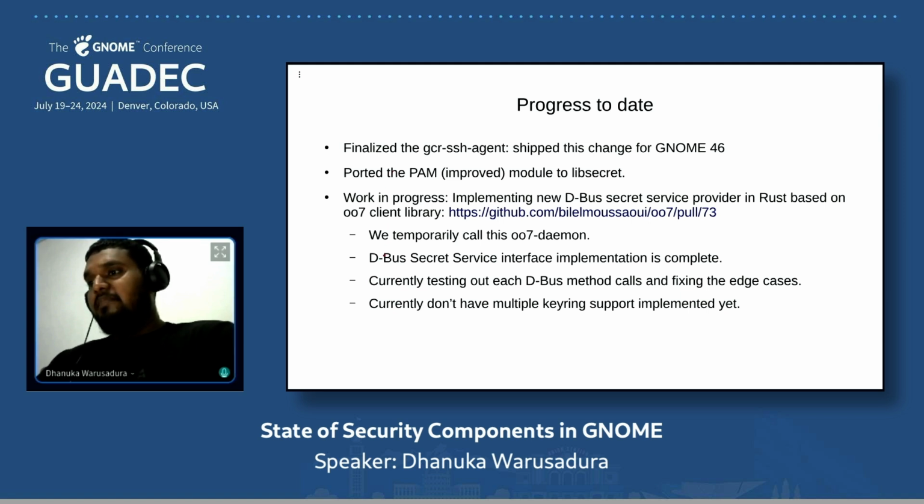I have fully completed implementing the dbus interface implementation. I'm currently testing out each dbus method call and fixing the edge cases. But currently, we don't have the multiple keyring support implemented yet. So after implementing the multiple keyring support, we can widely tell folks to try this out and let us know how the new daemon functions.